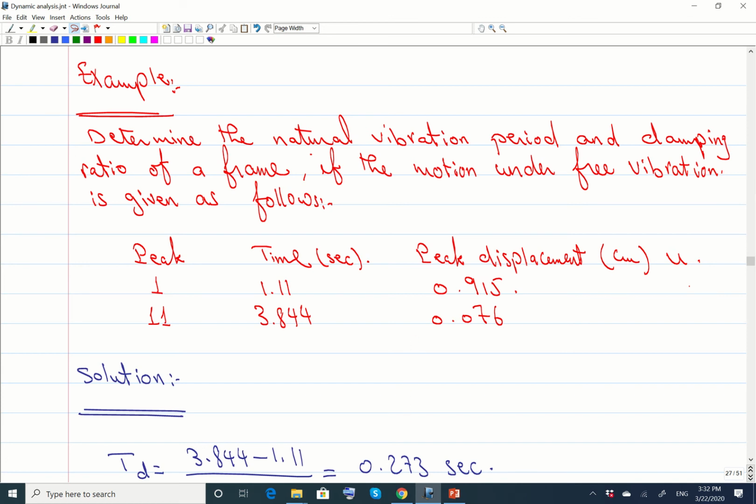So let's understand what's going on over here. We have a frame, and it's oscillating. How it's oscillating, just understand this. So the first peak here, let's assume it's doing like this.